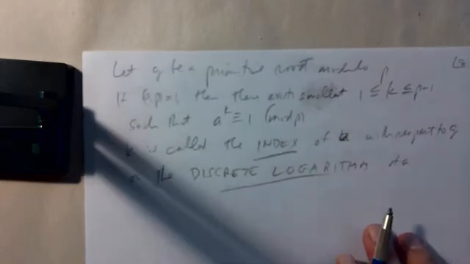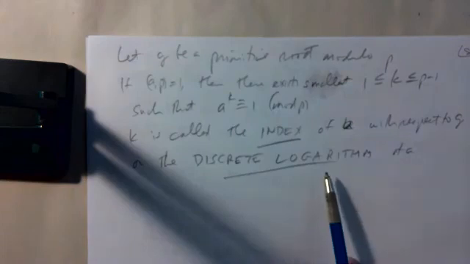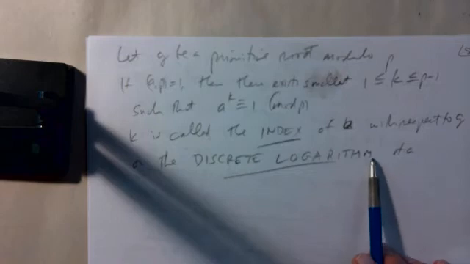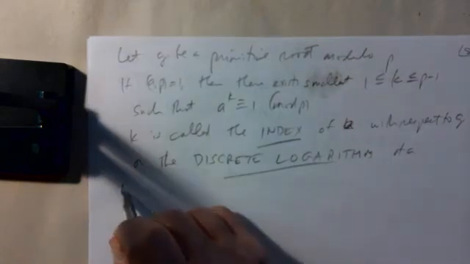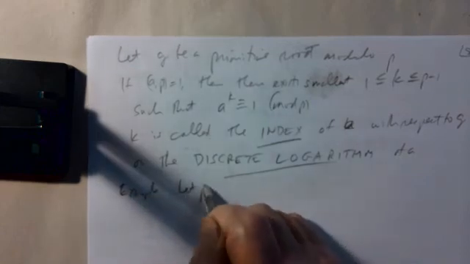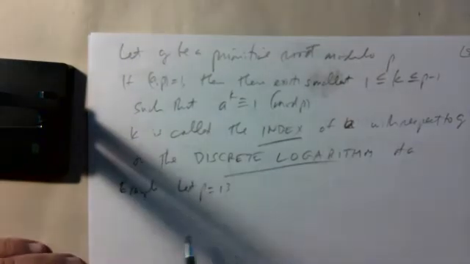This discrete logarithm, mod p, is extremely important in computer science and many aspects of applied mathematics. So for example, suppose we let p equal 13. Let's look for a primitive root mod 13.